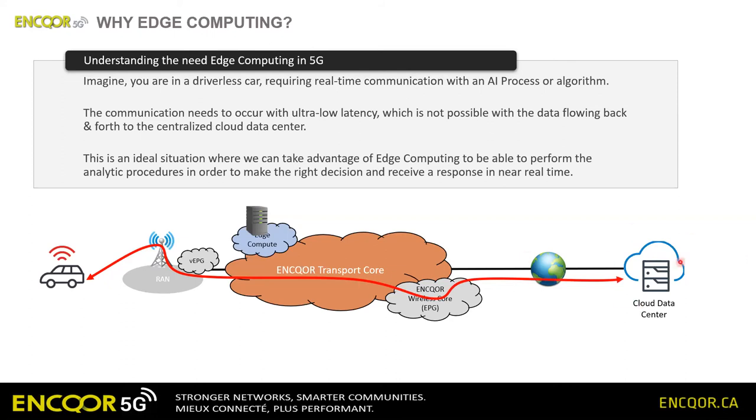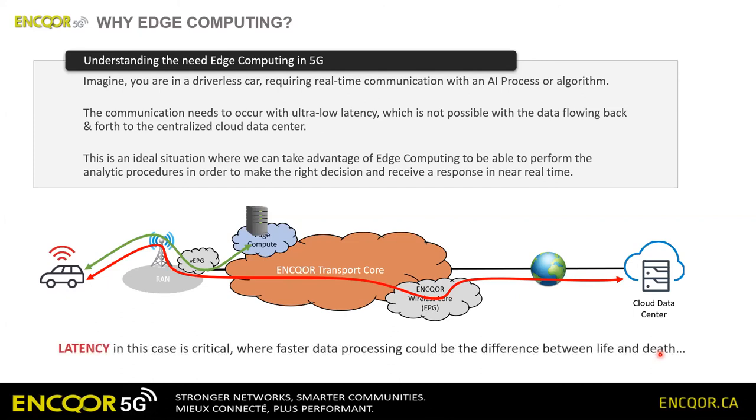And again, this could be somewhere far from the car, and this may take 30, 40 milliseconds, or it could be this way, where it will be processed in the edge compute. So this will take a few milliseconds. This will take, we don't know, 40, 50 milliseconds, depending on where the cloud data center is. So the latency in this case is critical. The faster processing of the data could be the difference between life and death.